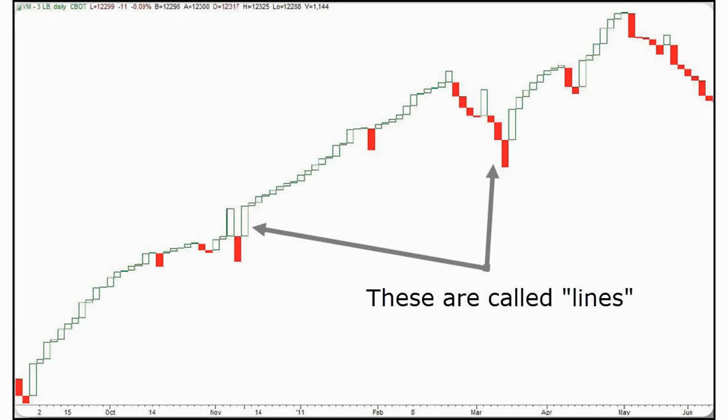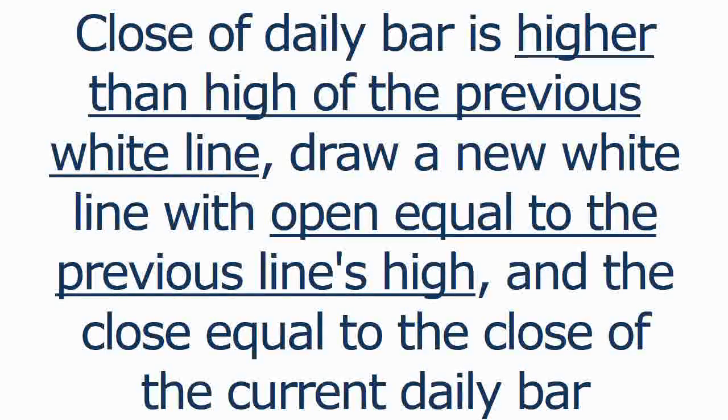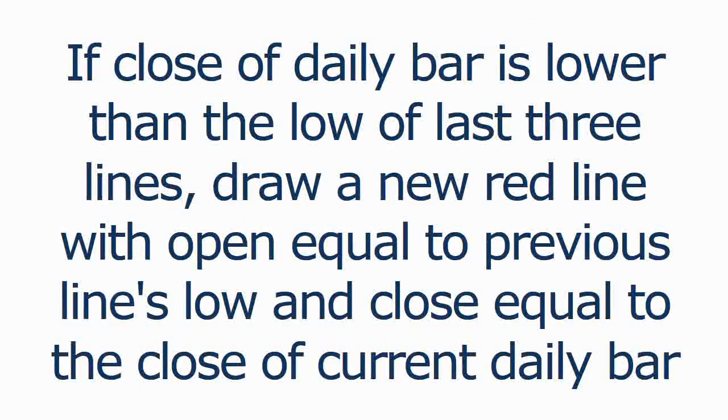In this case, the construction rules are as follows, assuming the last line on the chart was a white line. If the close of the daily bar is higher than the high of the previous white line, draw a new white line with the open equal to the previous line's high and the close equal to the close of the current daily bar. If the close of the daily bar is lower than the low of the last 3 lines, draw a new red line with the open equal to the previous line's low and the close equal to the close of the current daily bar. And lastly, if neither of the 2 conditions we just talked about are met, no new line is produced.